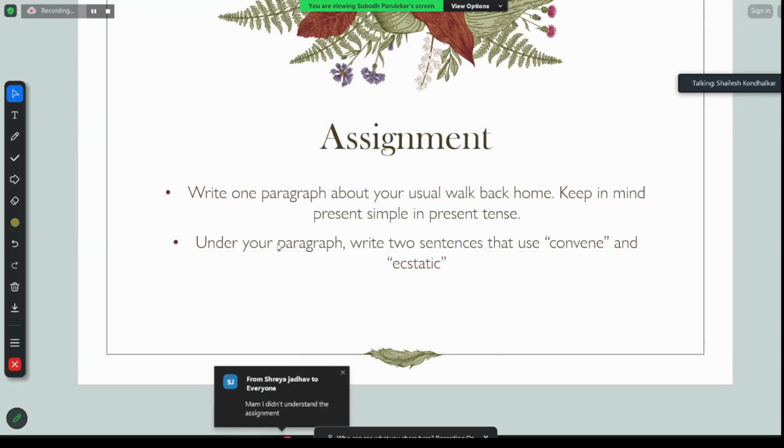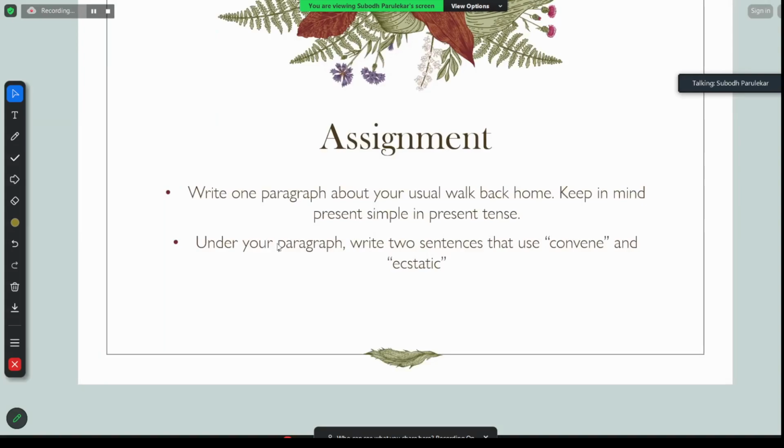Ma'am, what do we have to write in the second point? Ma'am, I didn't understand the assessment. Okay, so basically, when you go to school, how do you come back from school? How do you go back home? Tell me about your walk back home from school or from the store, or just talk about the nature, talk about how you feel while walking back home.